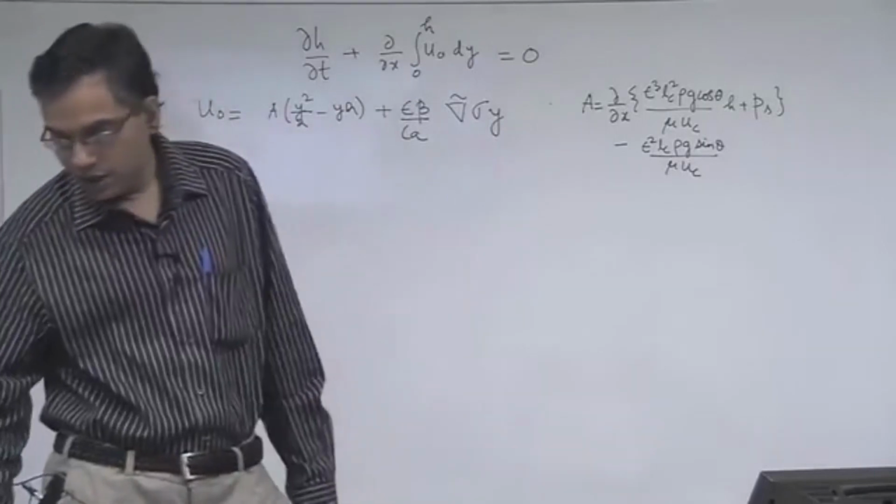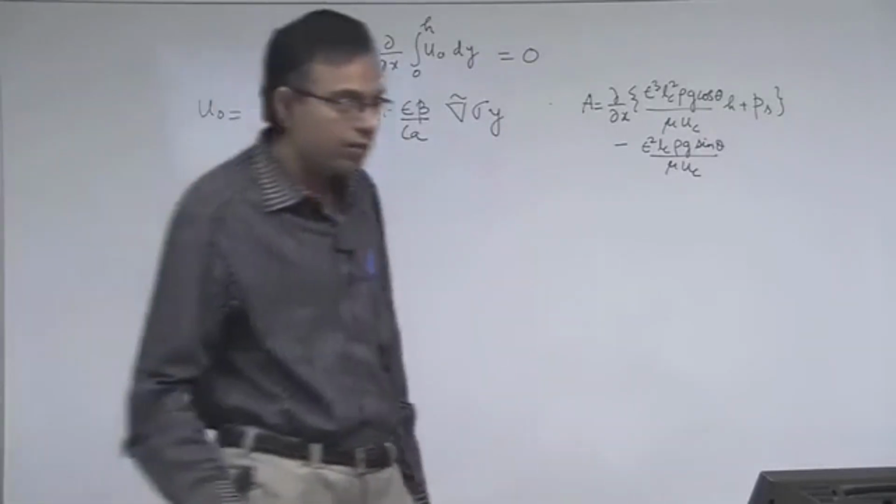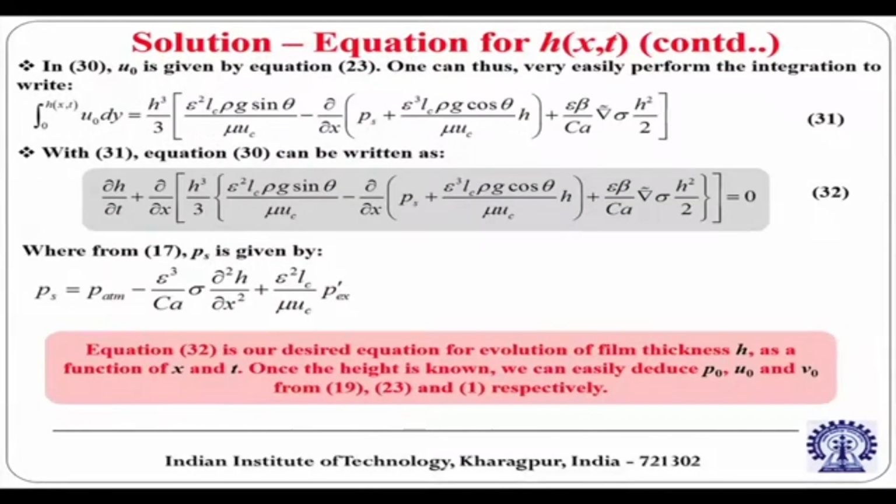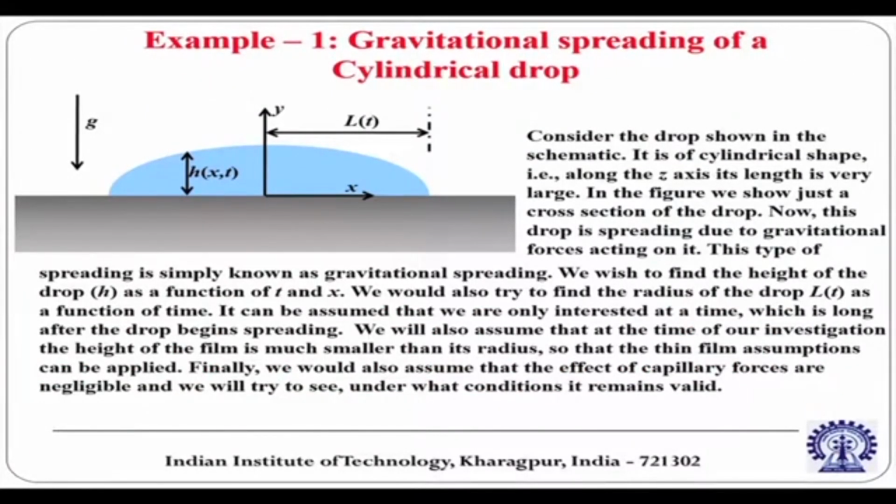So, we will define a problem. For problem definition and schematic I will refer to the slide, but I will work out the problem on the board rather than using the slide. So, example 1, gravitational spreading of a cylindrical drop. This is a very classical problem.